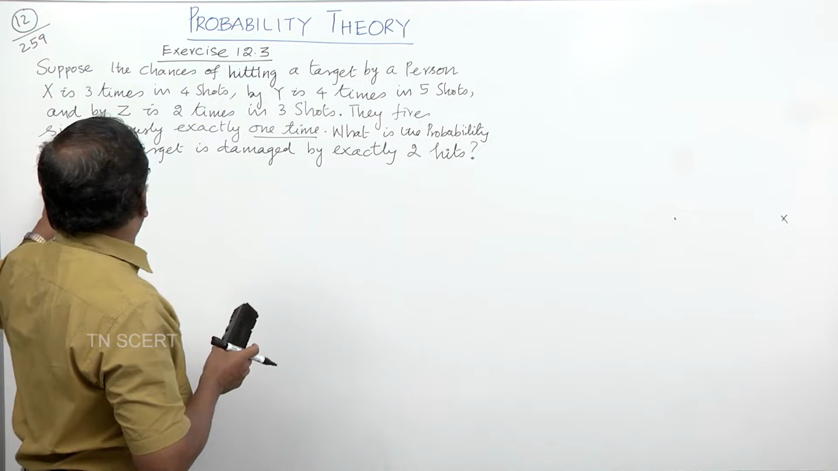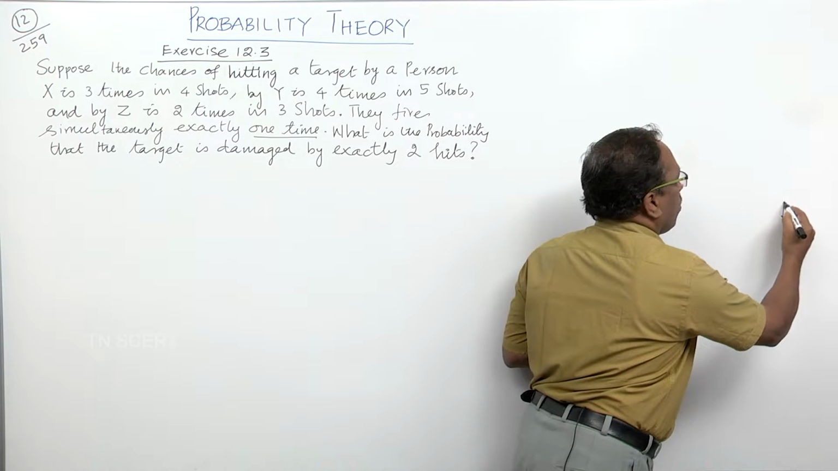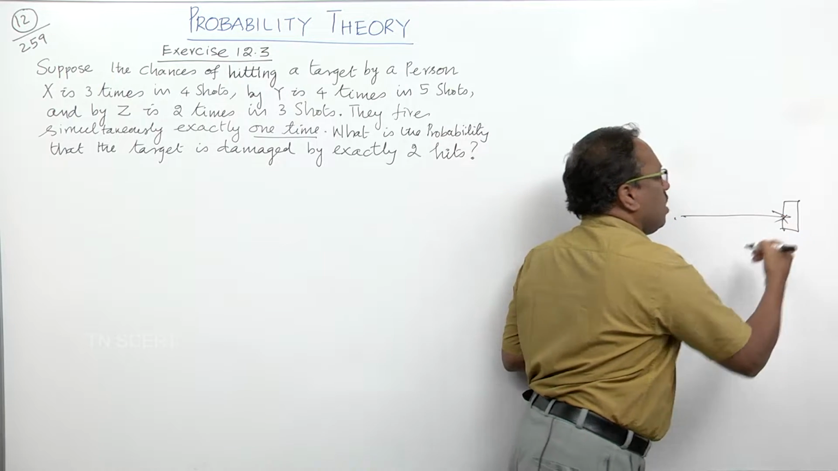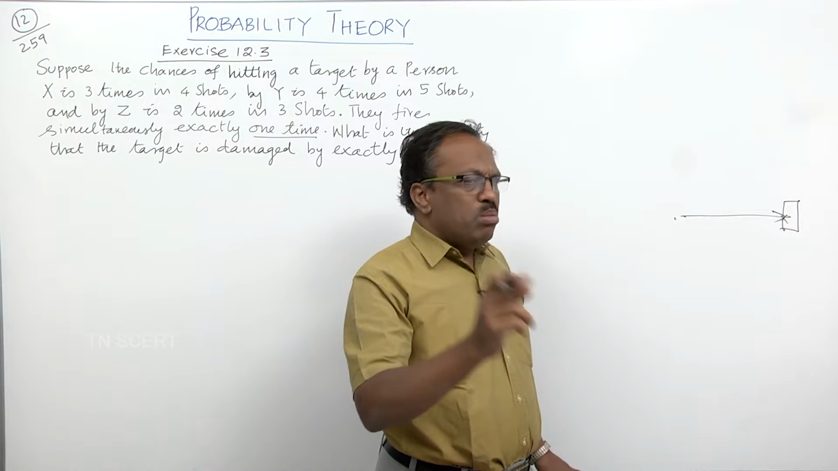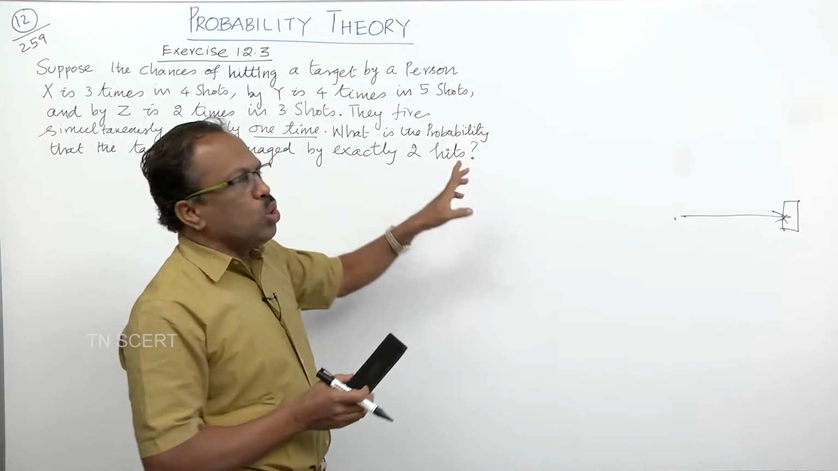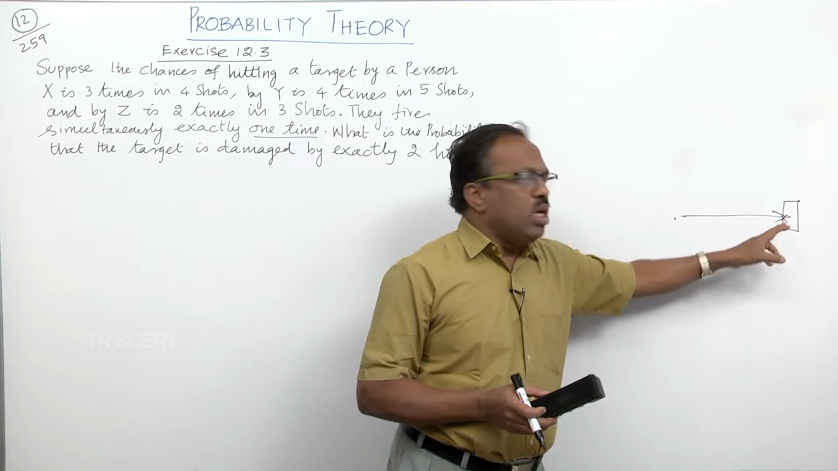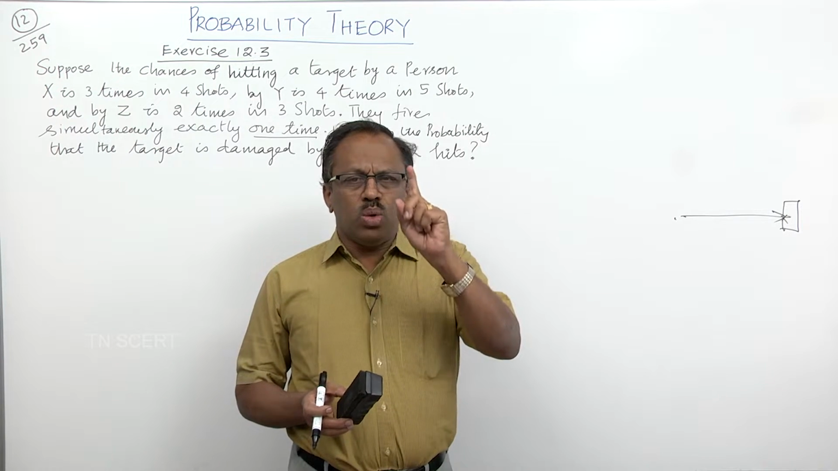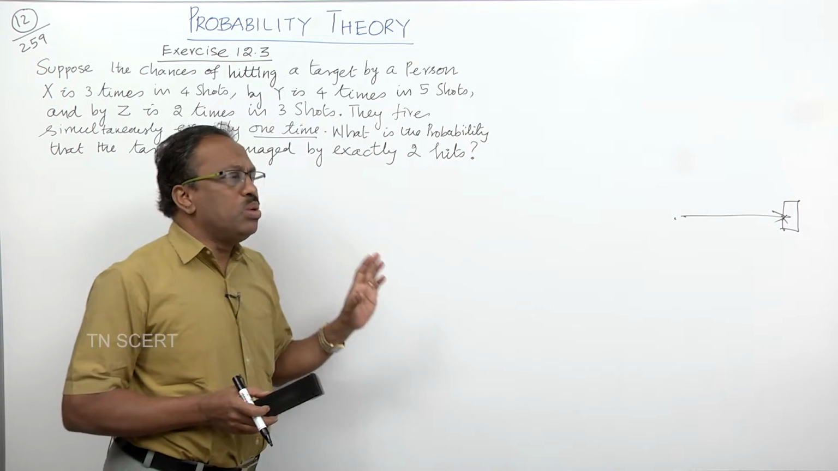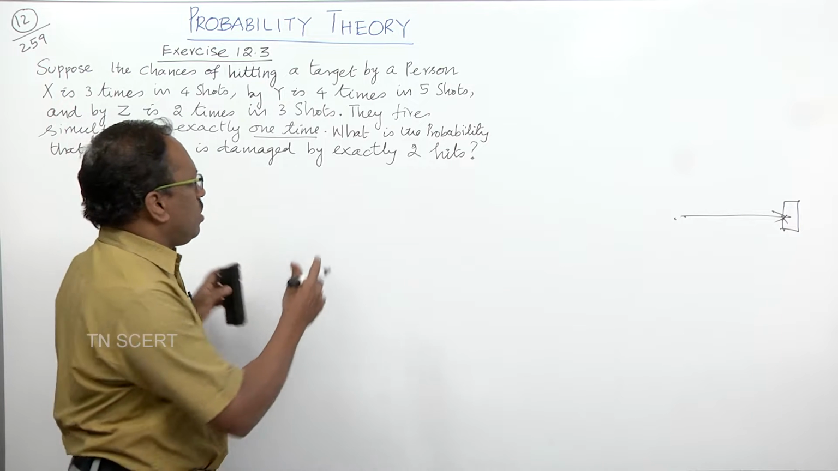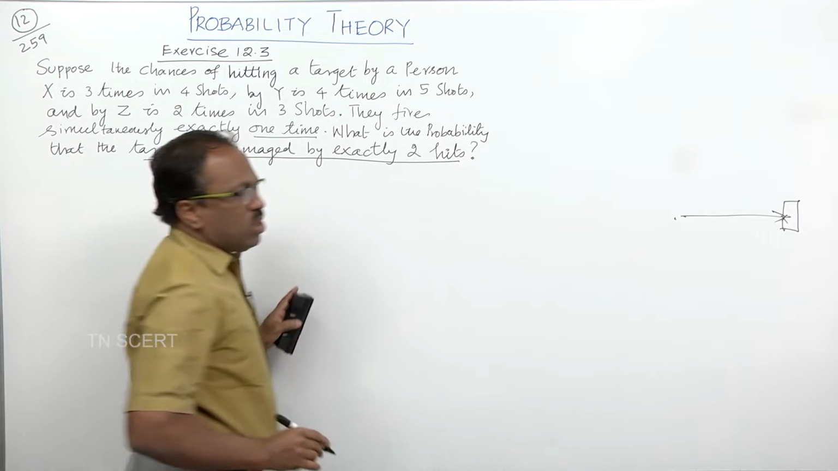What is the probability that the target is damaged? So this particular point he wants to damage, that means he wants to hit. He wants to hit the target by exactly 2 hits, only exactly 2 hits. That means the target should be shot out by only 2 hits. That is all we want to find out. So this is the question: the probability of exactly 2 hits.